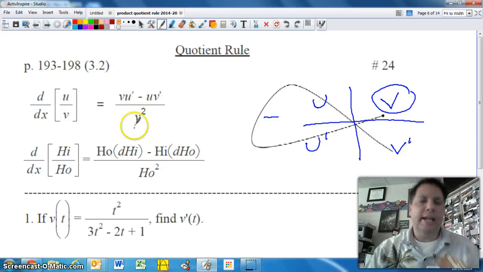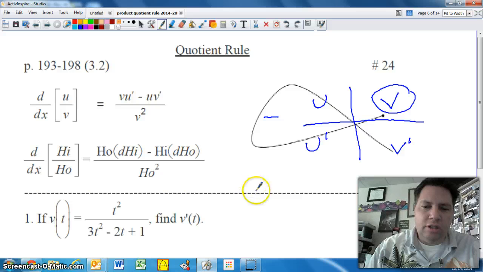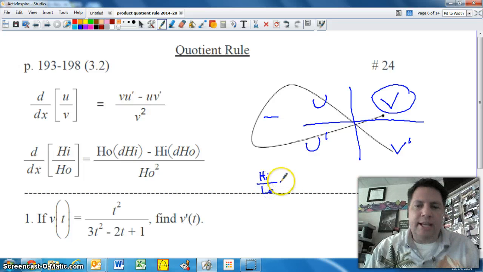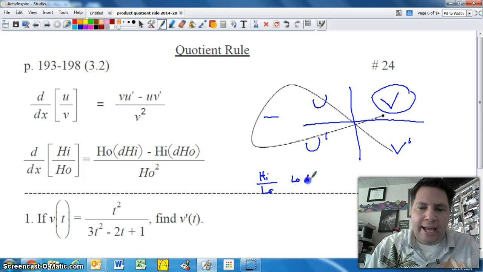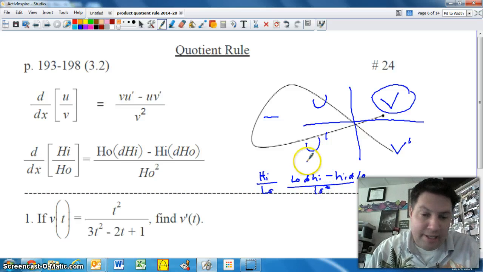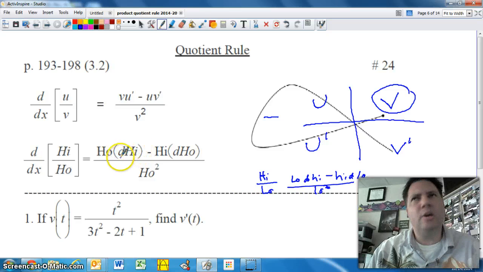But now we're back. Anyway, you could also say we have high for the top and low for the bottom, and you can say low d high minus high d low all over low squared, or low squared works just as well. Now, Ms. Allen's going to show you the way I told her that it helps you remember how to write that, because people can remember high and ho, they can just never remember which one comes first.